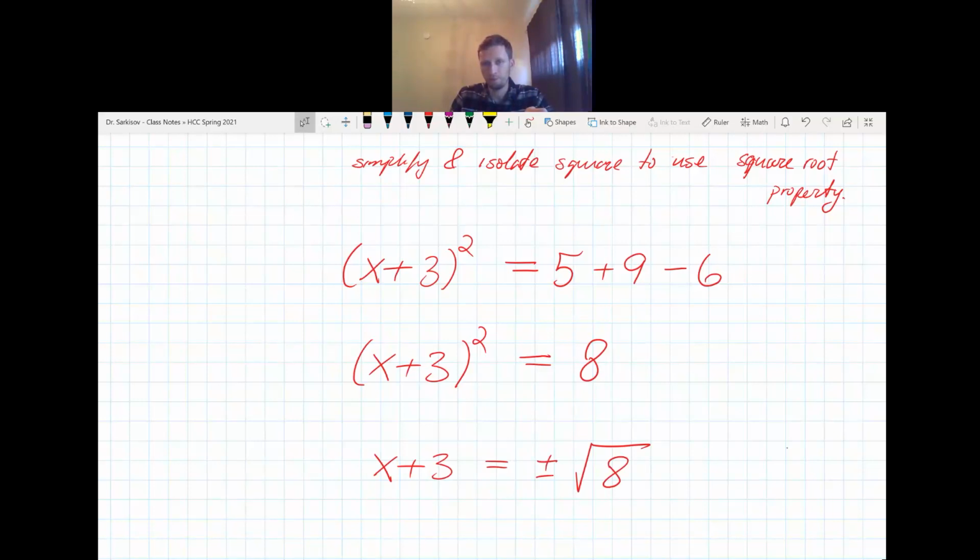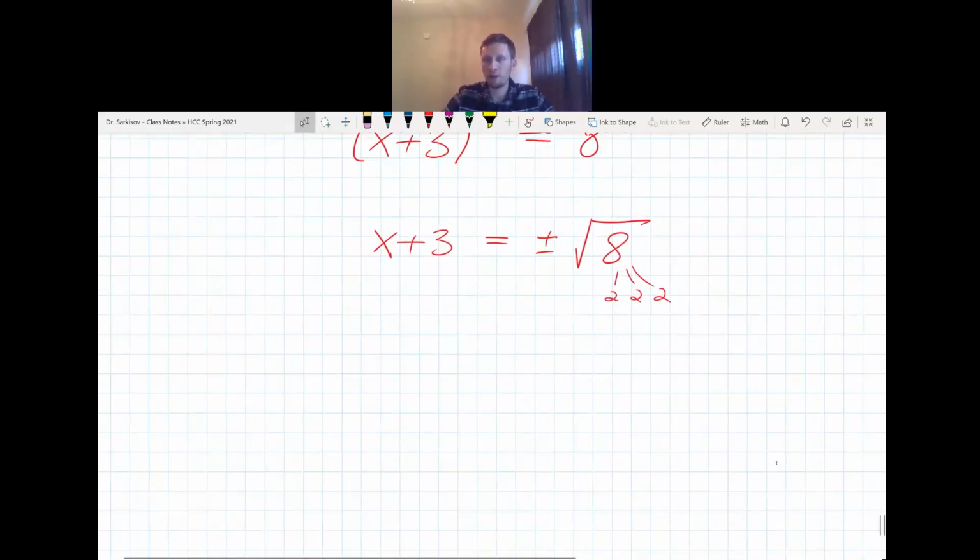What is the square root of 8? 2 times 4, which is 2 times 2 times 2, right? That's what 8 is. The two 2's come out as one 2 outside the square root. In other words, square root of 4 is a 2, right? x plus 3 is equal to plus or minus. Again, these come out as one 2 outside the square root, because the square root takes a pair out. If it's a cube root, you take the three 2's out.